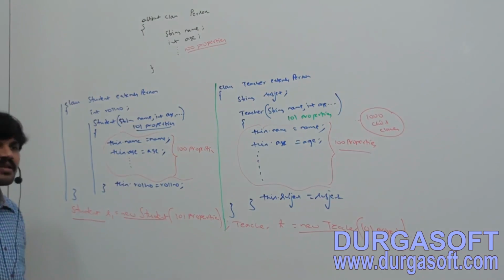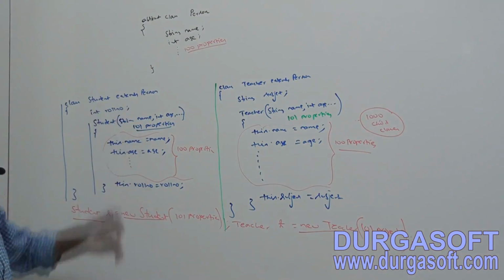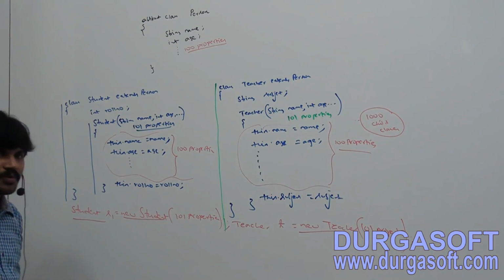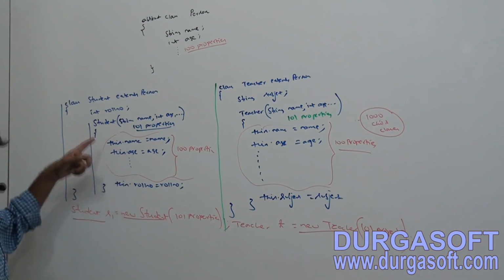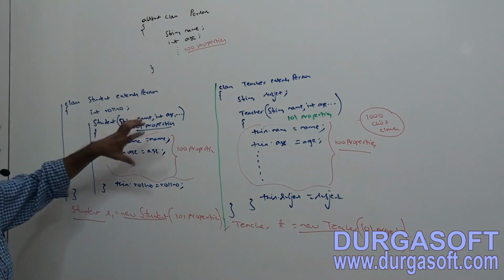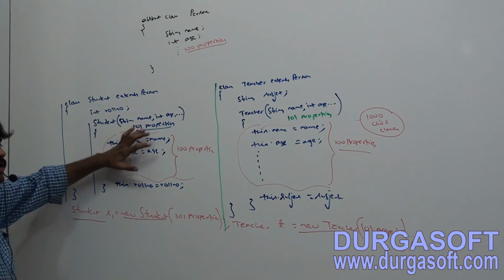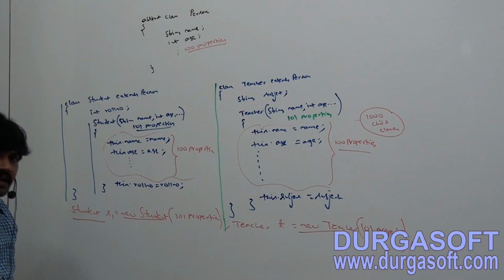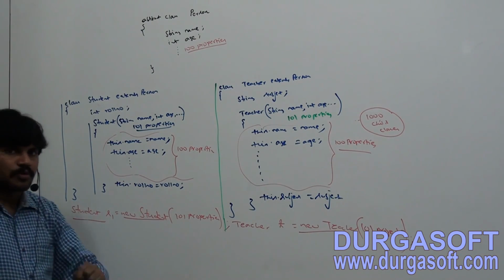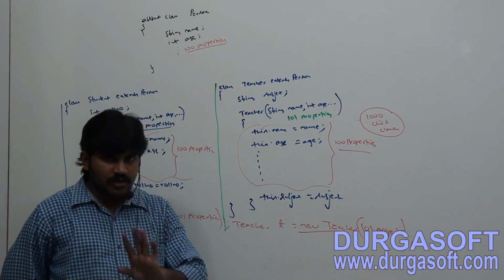Okay, sir, this code is not that much user friendly or programmer friendly, because this.name, this.age, like 100 lines of the code, in every child class I have to write. Unnecessary complexity of the programming is going to be raised. Are you able to understand, right?